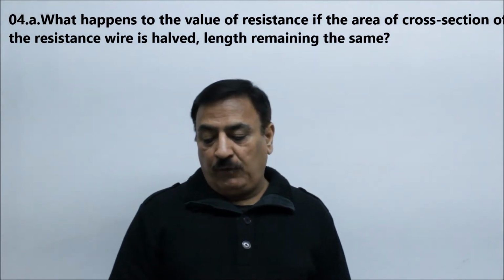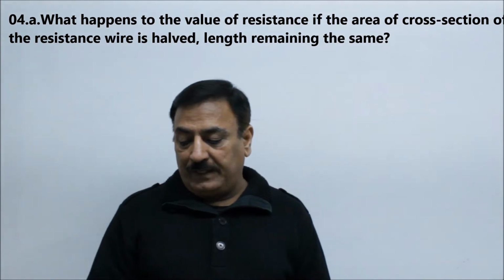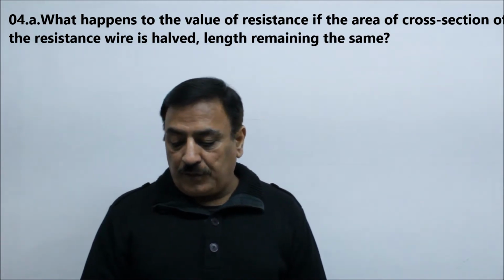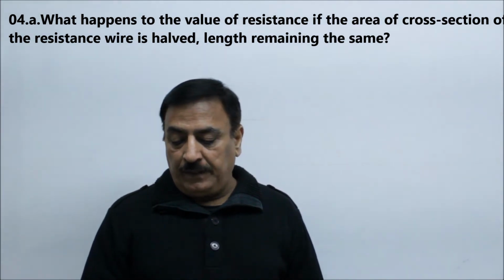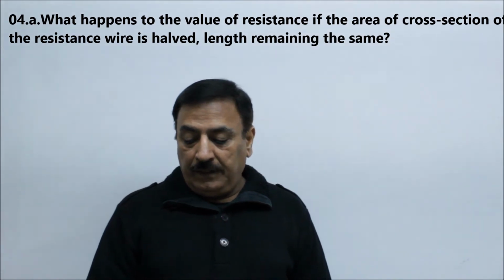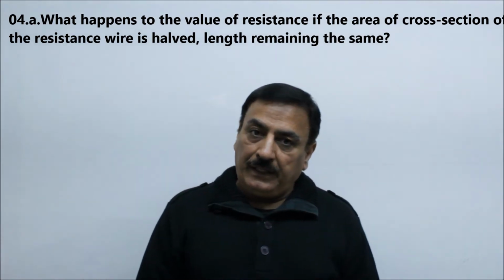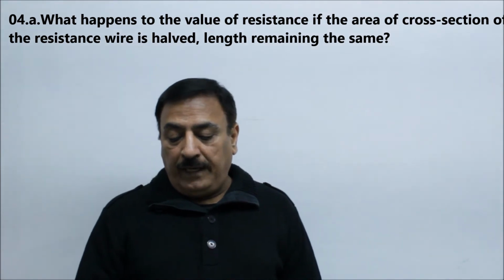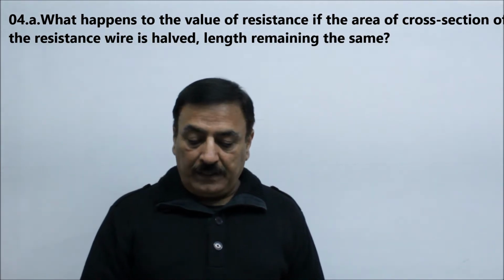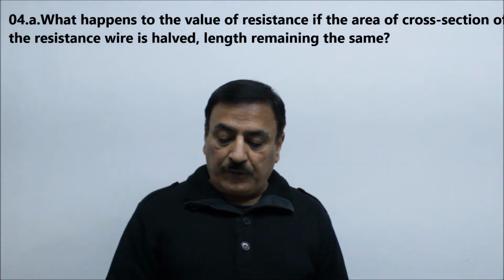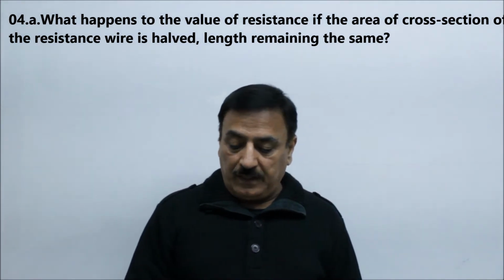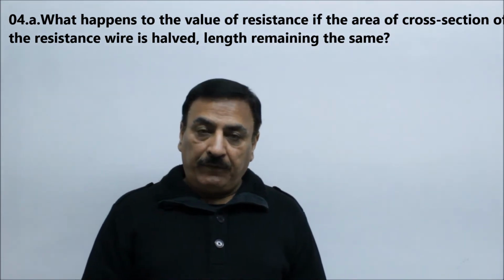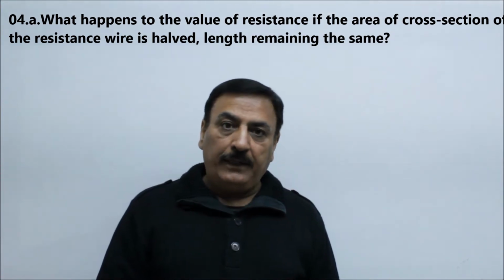So the question is, what happens to the value of resistance if the area of cross section of the resistance wire is half, length of the wire remaining the same? Repeat. What happens to the value of resistance if the area of cross section of the resistance wire is half, length of the wire remaining the same?